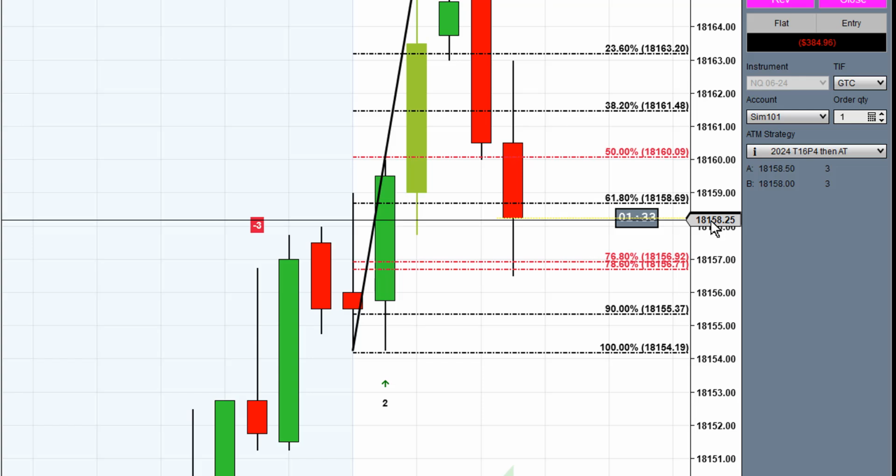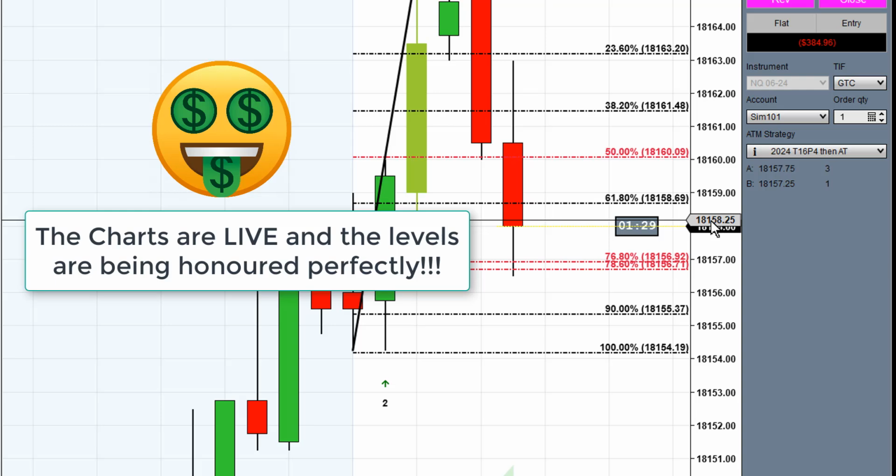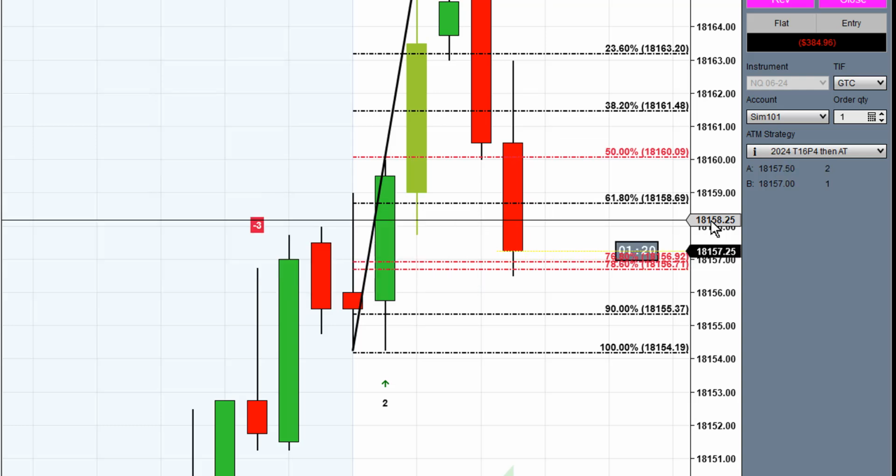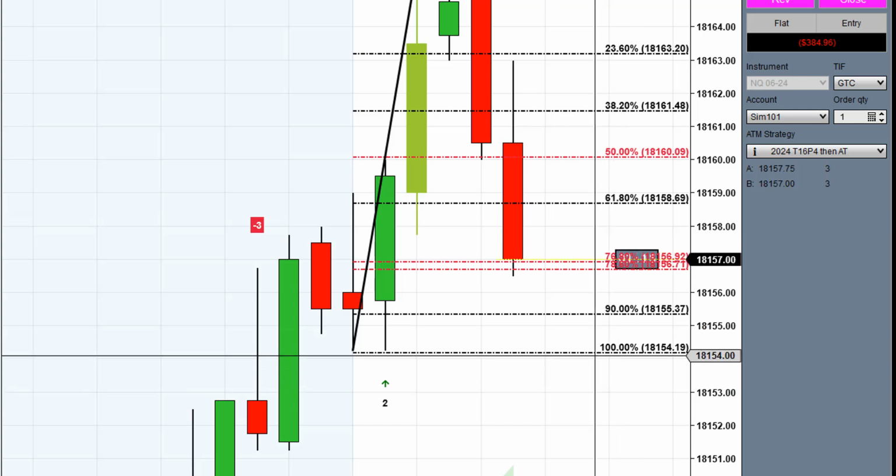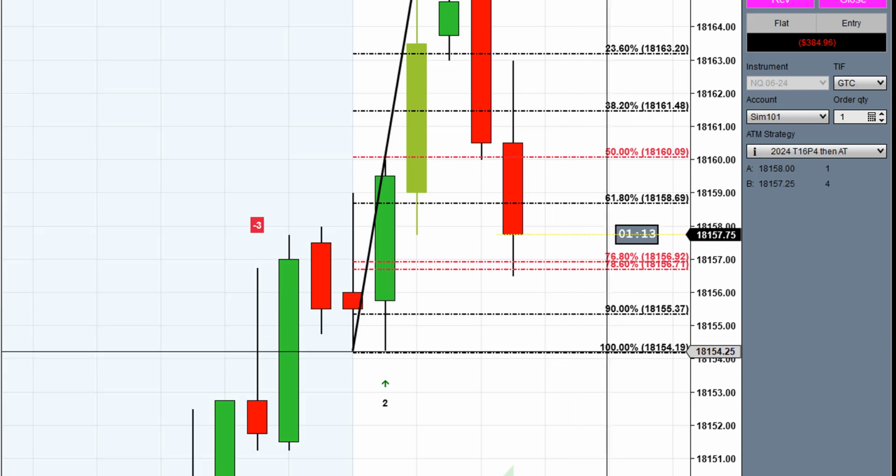You could not invent this. Have a look at what the market has just done. This just fascinates me. As we saw, the market stalled at the 50 fib, then it dropped down and hit the evil twins, the 76.8 and the 78.6. The next level below that is the 90%. And then finally, we've got what we refer to as the zero figure or the 100%.